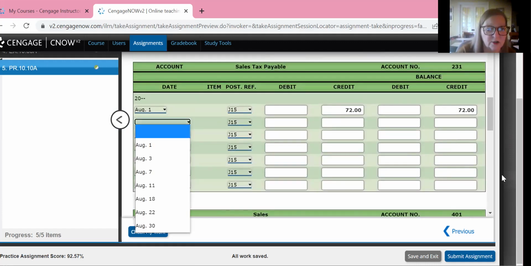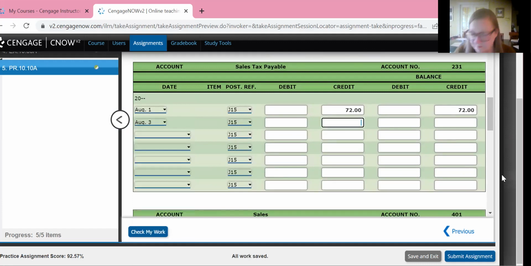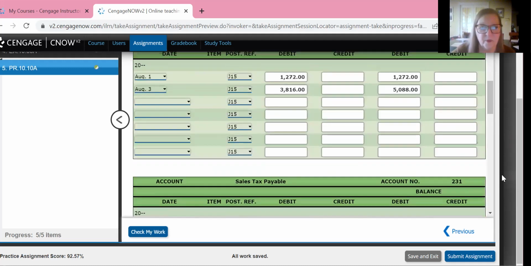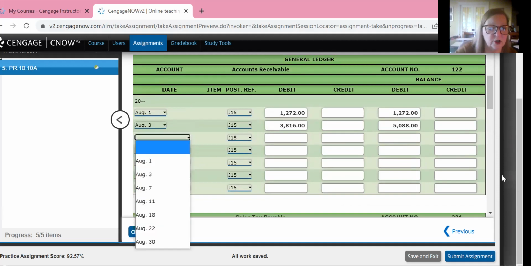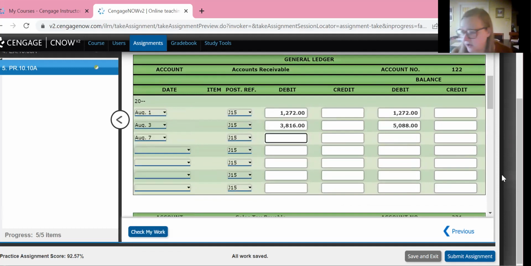Then the August 3rd on the sales tax payable, we post that $216, which brings us to an ending balance of 288, just a combination of what we already had in there and what we just added. Then we go to the next one, looking at your journal entries, you can follow this. We had a third entry on August 7th of a debit of $1,484 to the accounts receivable, bringing us to a balance of $6,572.